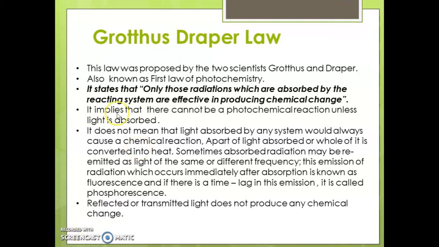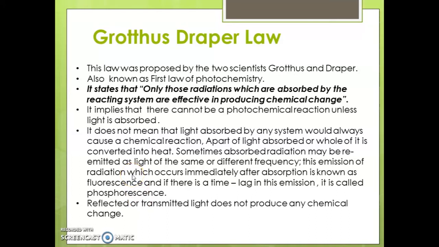Sorry, one mistake. It does not mean that light absorbed by any system will always cause a chemical reaction. Sometimes the part of light absorbed may convert into heat, or sometimes the absorbed radiation may be re-emitted as light of the same or different frequency. This emission of radiation which occurs immediately after absorption is known as fluorescence. We will study the terms fluorescence and phosphorescence in detail in my coming videos.